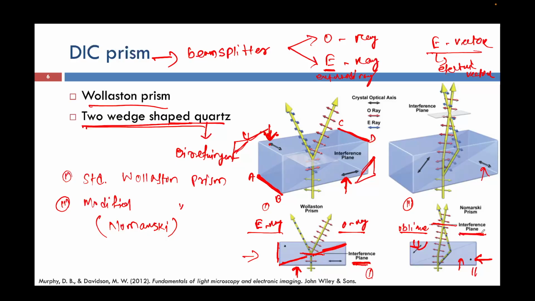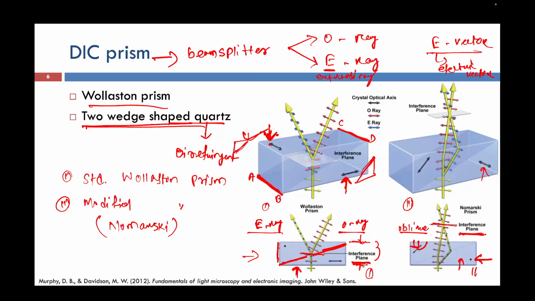But if my interference plane lies within the Wollaston prism, then I don't have much freedom to decrease or increase any feature, because if I go out of this range, the interference plane will go out and the interference will not basically take place. So this is the idea behind the standard Wollaston prism as well as the Nomarski prism.